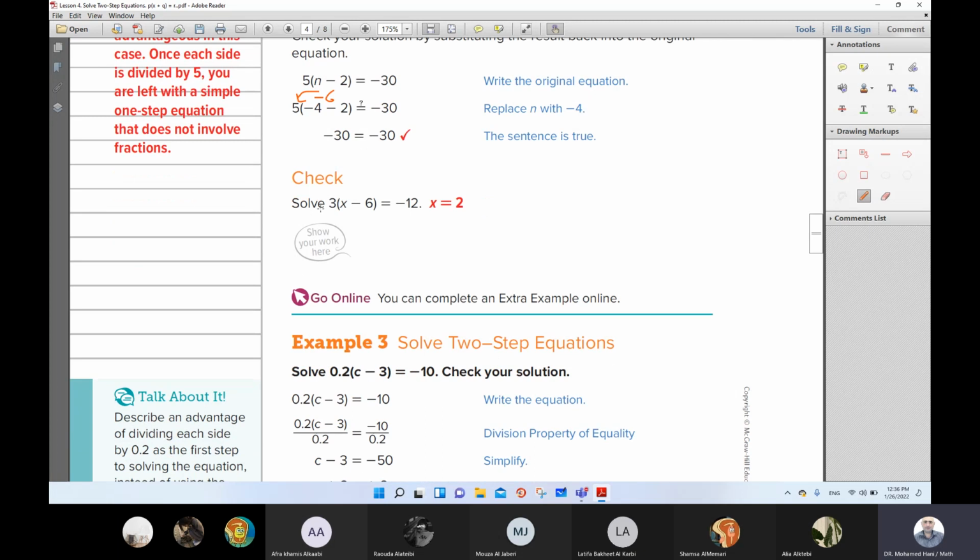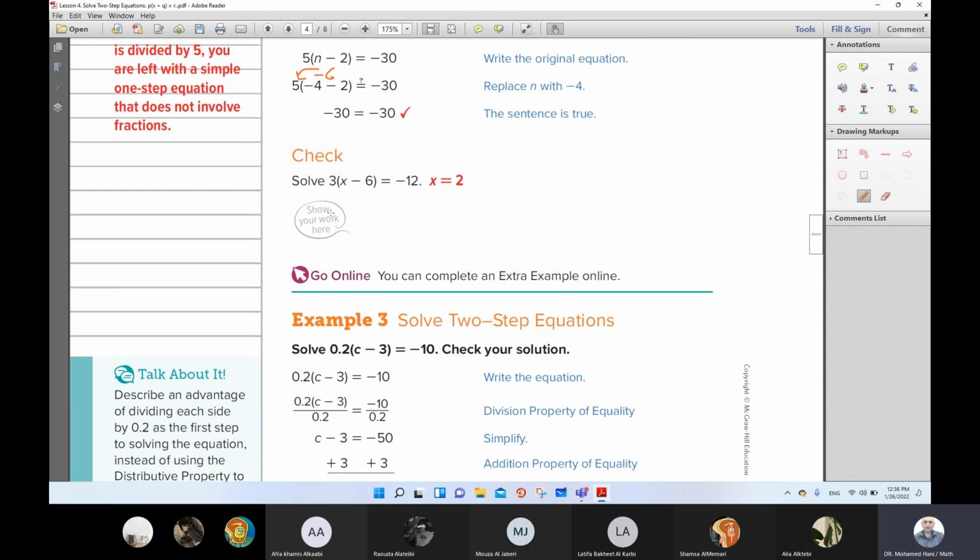To solve this equation, we can use either of the two methods. For example, here we can directly try to remove 3 from this side, so you can divide the two sides by 3, divide here by 3, divide here by 3. 3 divided by 3 will be 1, remains here x minus 6 equal negative 12 divided by 3 will be negative 4.